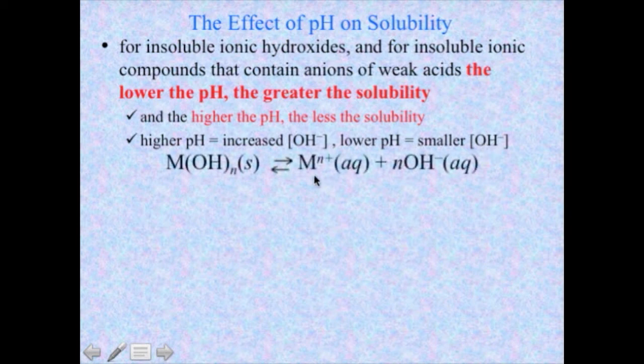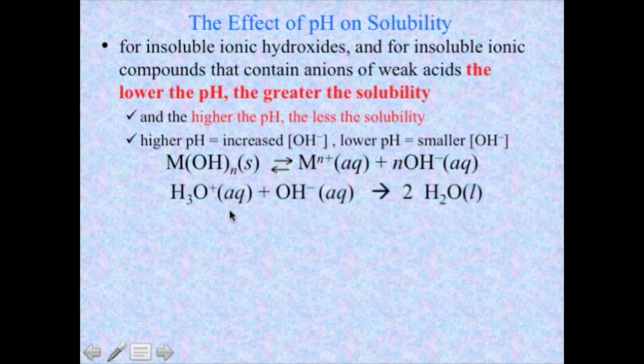So if you think about this equilibrium of this solid hydroxide dissolving to form the metal cation and the hydroxide ion, think of it in terms of Le Chatelier's principle. If we add acid to this system, if we lower the pH by increasing the hydronium ion concentration, the hydronium ion is going to react with hydroxide, forming water. So in effect, you're taking the availability of hydroxide ion away from the system, and the system responds by dissolving more, and the solubility increases.